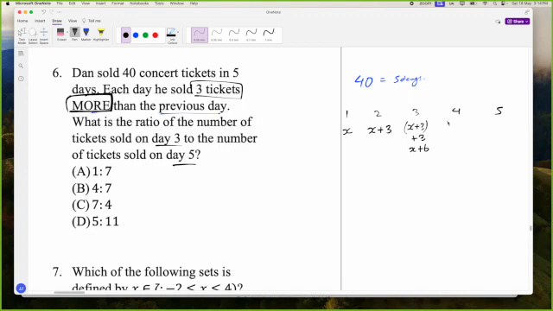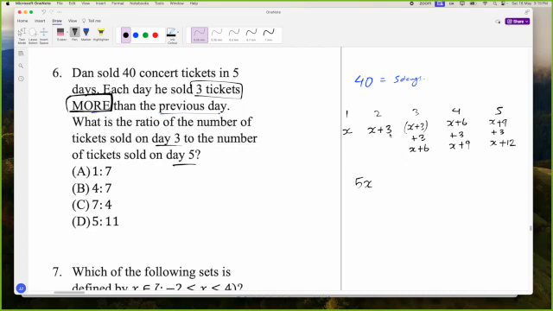On the 4th day, he sold the X plus 6 again, same amount as the previous day, but then he sold 3 more, giving you X plus 9. On the 5th day, he sold the same X plus 9, but then 3 more, giving you X plus 12. Now, he sold X tickets on the first day, X on the second, X on the third, fourth, and fifth. So that is 5X he sold in all.